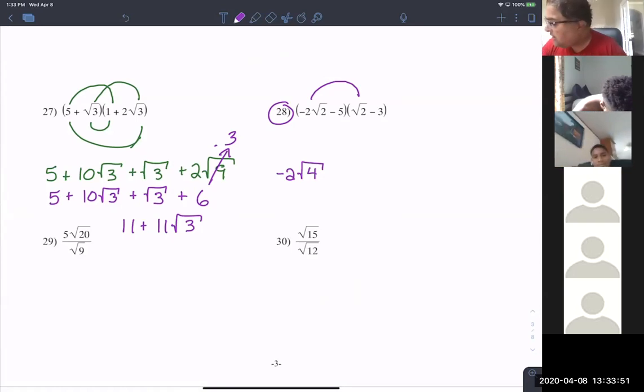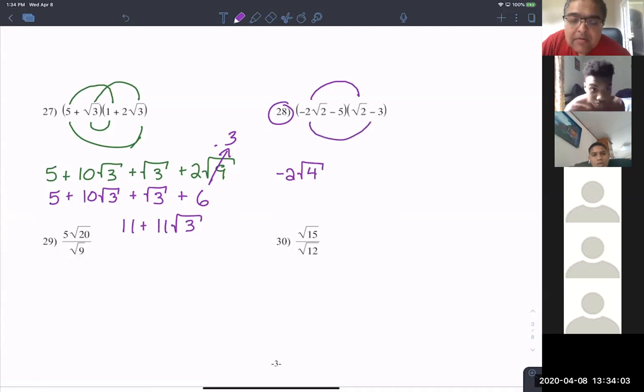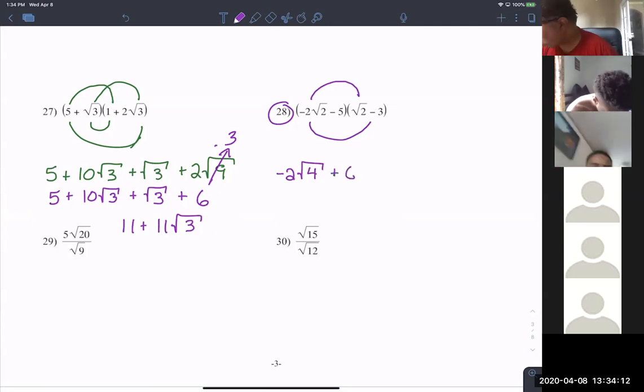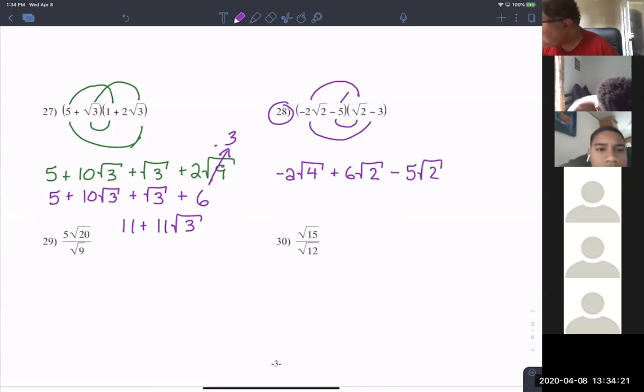Then we do the outside terms. What do I get when I do the outside terms? 6 root 2. Then we do the inside. And then we do the last term.